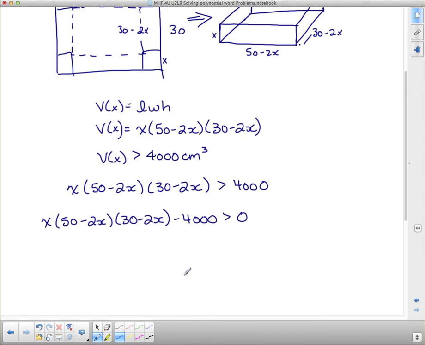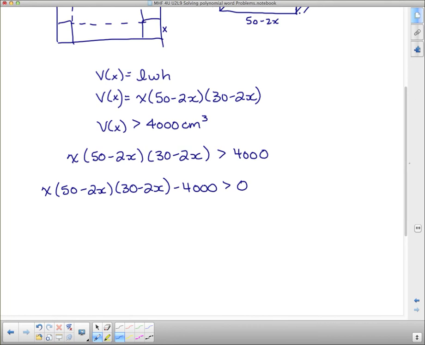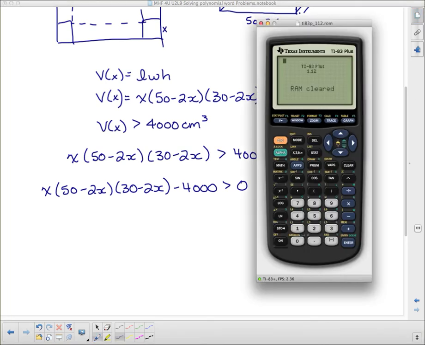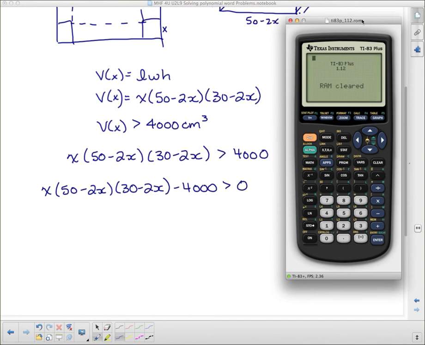This time I'm going to use the graphing calculator, so that when you're at school, you know how to use the graphing calculator. So here's my version of the graphing calculator, and it always opens with the RAM cleared. I'm going to press Y equals, and I'm going to just type this thing in, and I'm only concerned when it's above 0. So x bracket 50 minus 2x bracket, bracket 30 minus 2x bracket, minus 4,000. And we're going to graph it. Oh, and we've got two pieces of it.